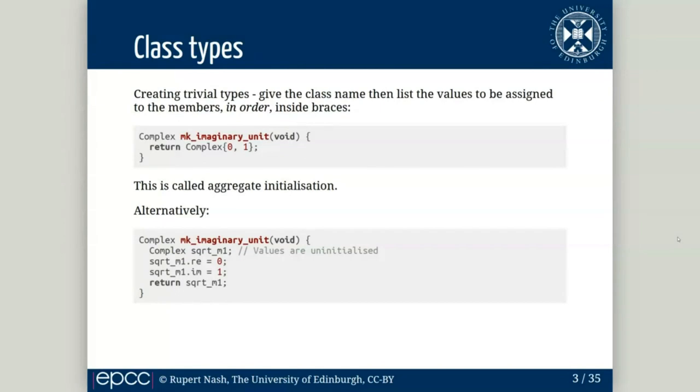So to create them, it's fairly straightforward here. Once we define complex, as we saw above, we can create them using the braces, and this is called aggregate initialization. Now, what is important here is that the order of the values inside that aggregate initialization must be in the correct order, or you must understand the order of the type.